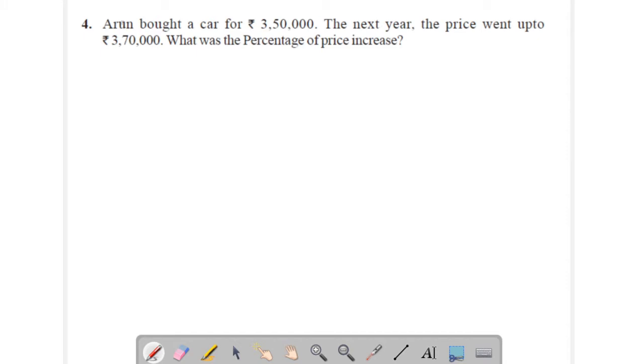Question number 4. Arun bought a car for rupees 3,50,000. The next year, the price went up to rupees 3,70,000. What was the percentage of price increase? See the solution.